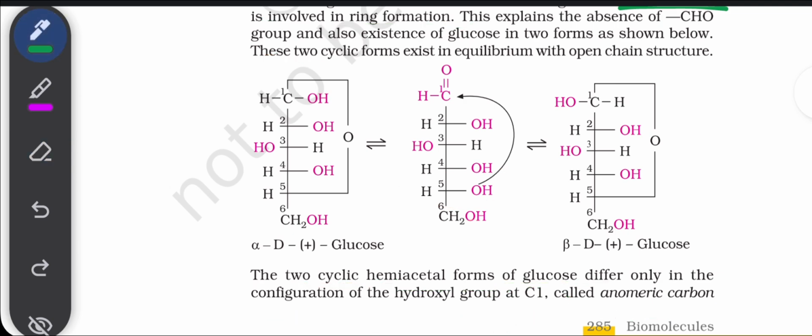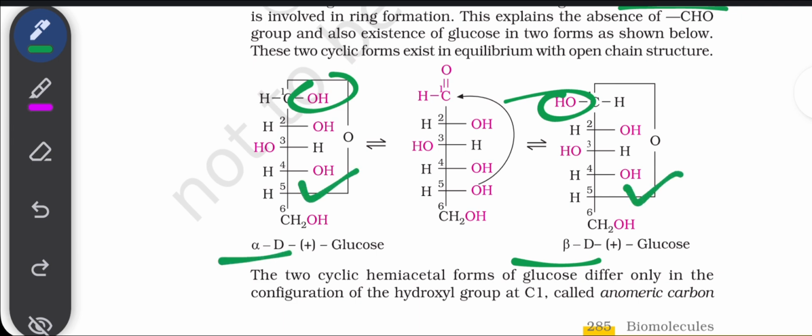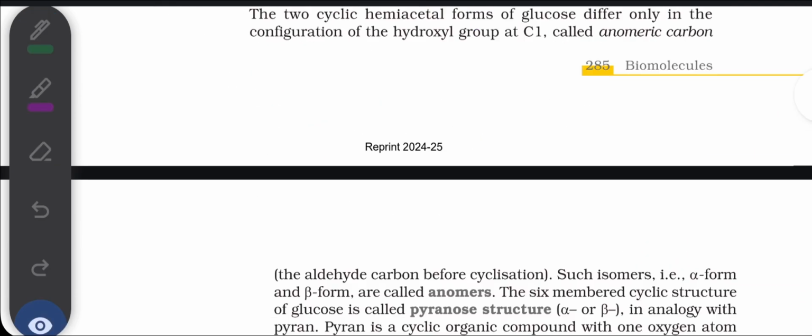Okay, you can see here that OH is on the right side and here it is on the left side. So this is beta form and this is alpha. D is constant because OH is on the right side. But this is alpha on the right and beta on the left. And they are called anomeric carbon, differing only at C1 position.